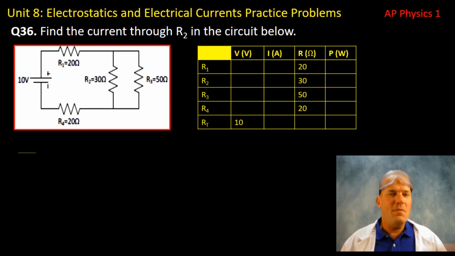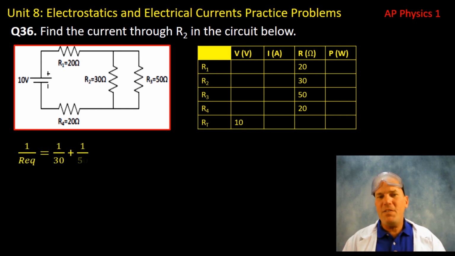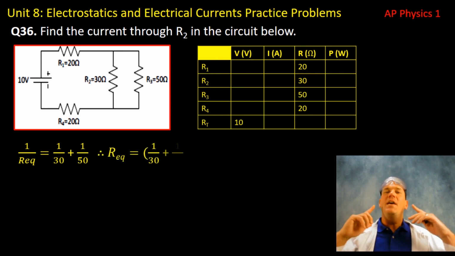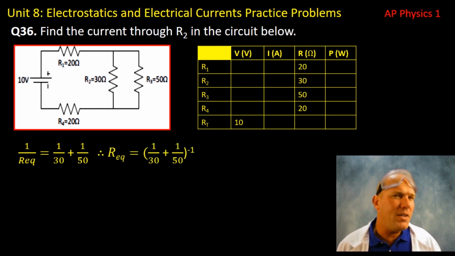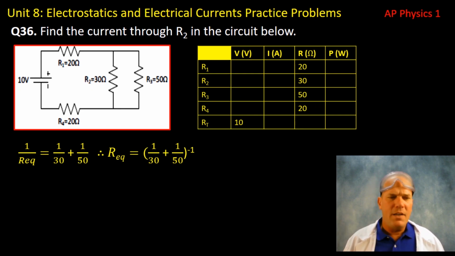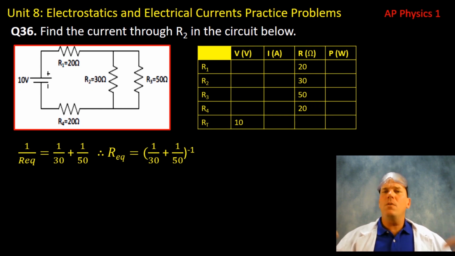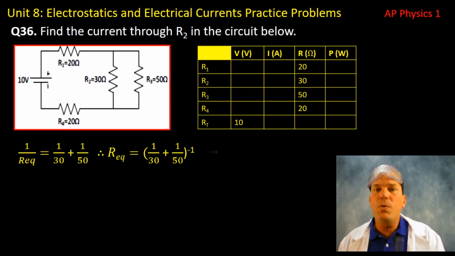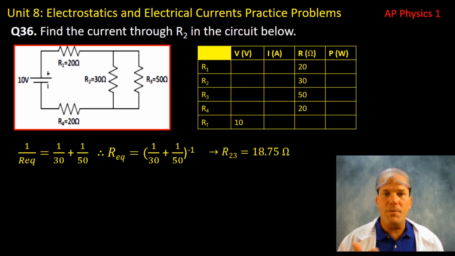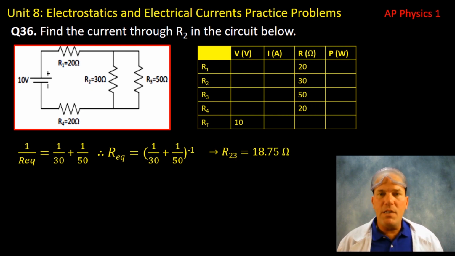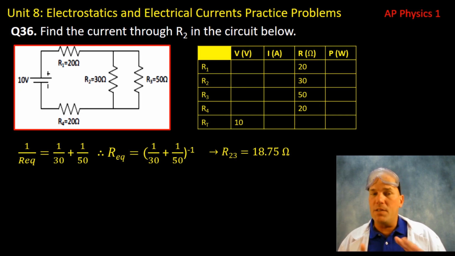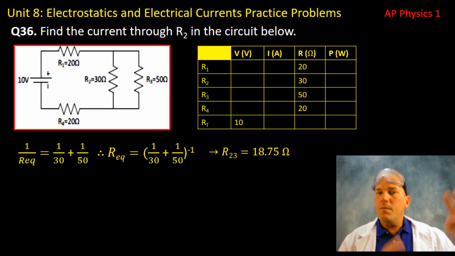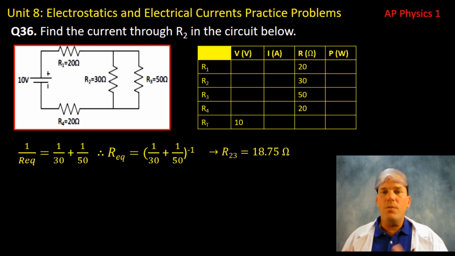So, first things first, compress those 2 resistors that are in parallel and find the equivalent resistance for the parallel component of the circuit. So 1 over 30 plus 1 over 50, the reciprocal or the inverse of that will give you the equivalent resistance for resistors 2, 3. Again, note the use of the subscripts here. That is telling me this is the equivalent resistance for resistors 2 and 3 only. It does not include 1 and 4. 1 and 4 are in series, whereas 2 and 3 were in parallel.